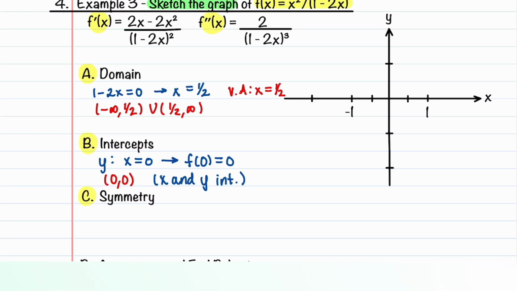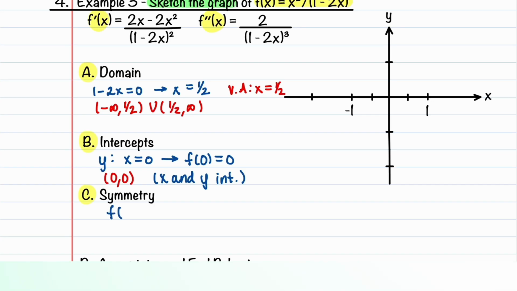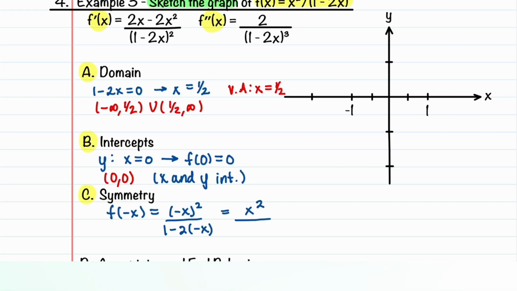Now let's think about symmetry. To find if our function is symmetric, we need to calculate f at minus x and see what that gives us. Wherever we have an x, we're going to put in minus x. So we have a minus x squared, all divided by 1 minus 2 times minus x. This is x squared, all divided by 1 plus 2x.